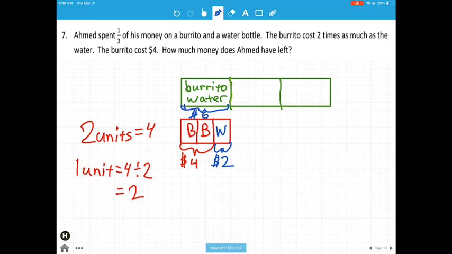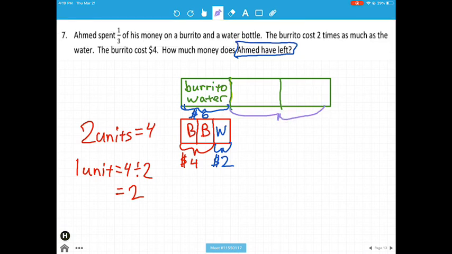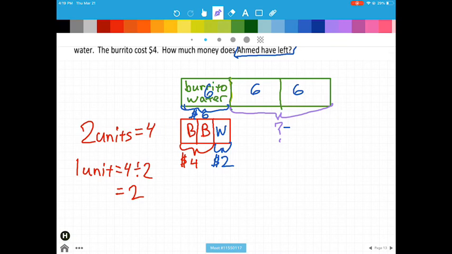How much money does he have left? So that is talking about this part. We're not sure how much he has over here. So it's asking us how much is over here. Hopefully you can see that this part is our question mark. But if we have 6 for here, we have 6 here and 6 here. So that means this is equal to, you guessed it, $12.